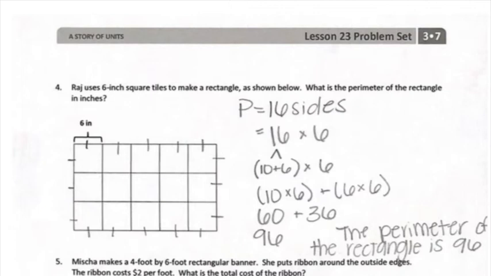If I'm looking at that and I'm not really sure how to multiply 16 by 6, I'm going to break apart the 16 into 10 plus 6. Then I'm going to distribute this multiplication of 6. So now I have 10 times 6 plus 6 times 6. That'll make it much easier to multiply. 10 times 6 is 60, and 6 times 6 is 36. So that equals 96. So the perimeter of the rectangle is 96 inches.